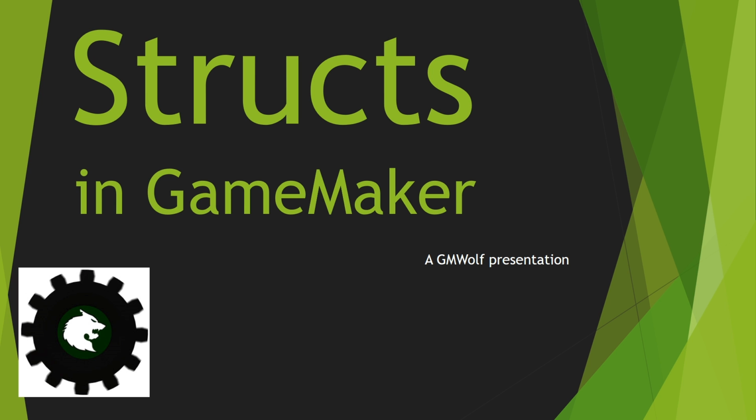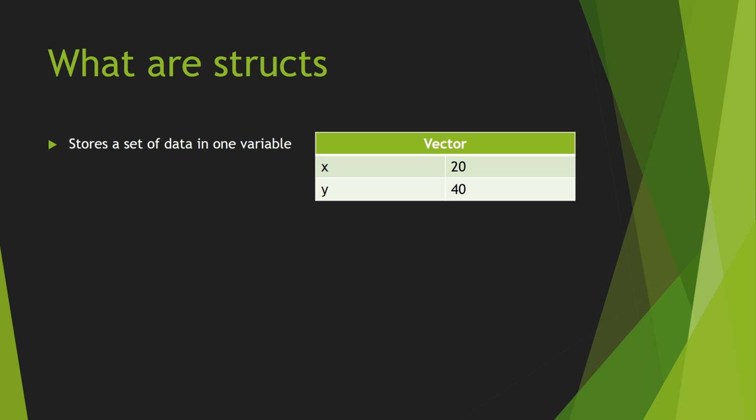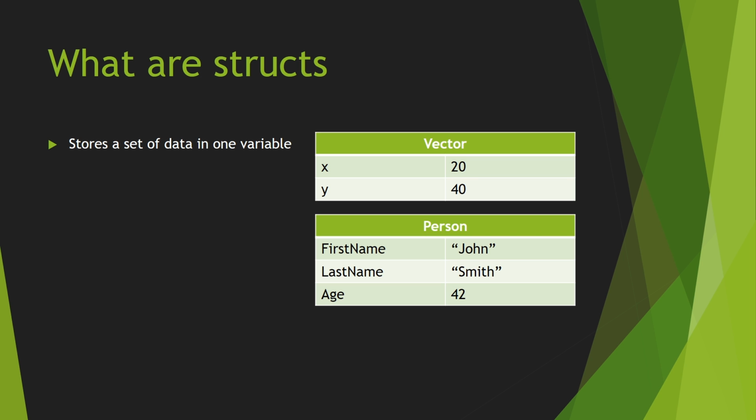Today I want to talk about structs in GameMaker, or more accurately, how you can emulate structs when using GameMaker Studio. So before we start looking into how we can do some of these things, it's much better to look at what structs are. Basically, they allow you to store a set of data in a single variable. A good example would be vectors, where you would want to store maybe an x and a y coordinate, and you could wrap it all into a single variable.